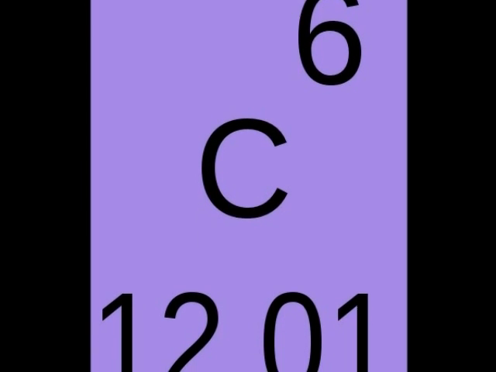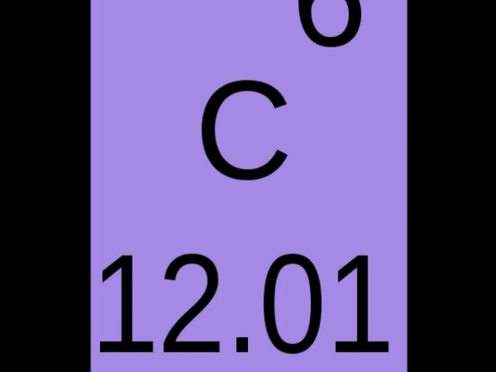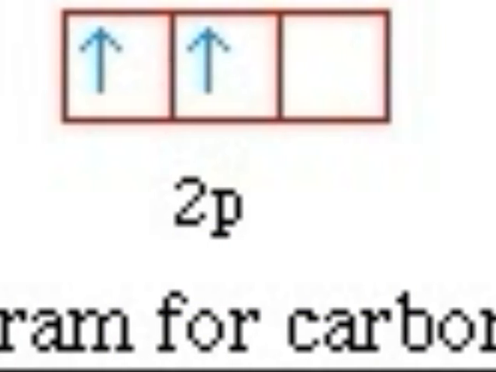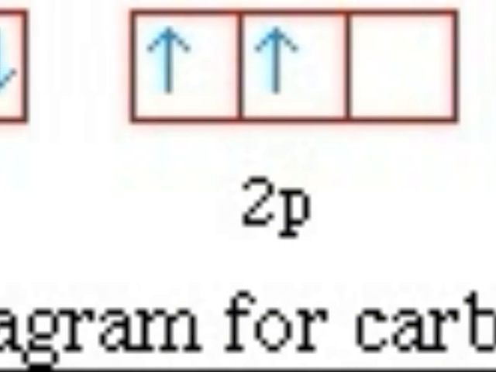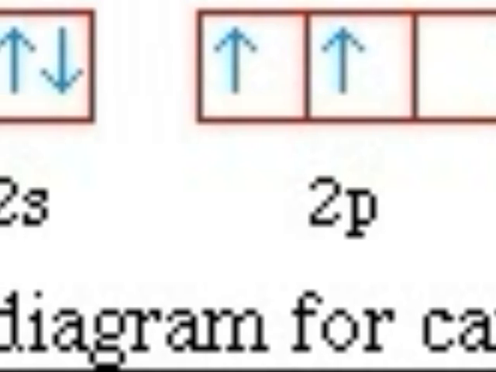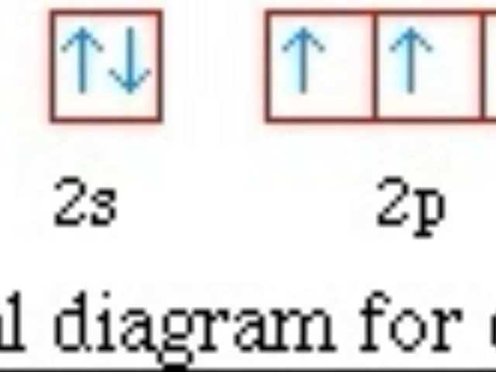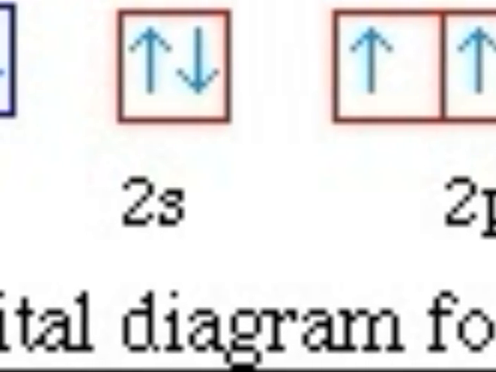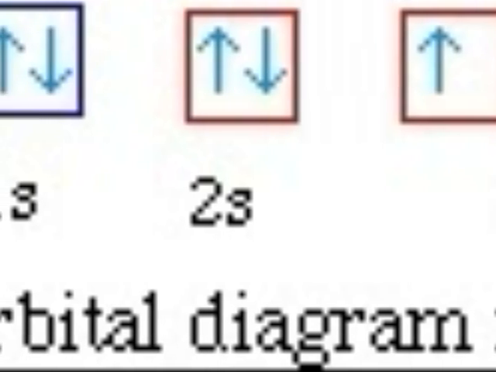Moving on, try to draw the orbital diagram for carbon. This is the diagram you should have gotten for carbon. Everybody got that? Great. Now let's move on to some trickier ones to test your ultimate understanding.